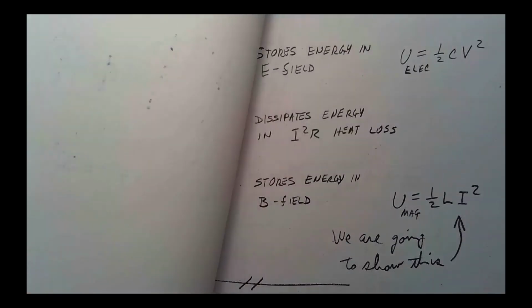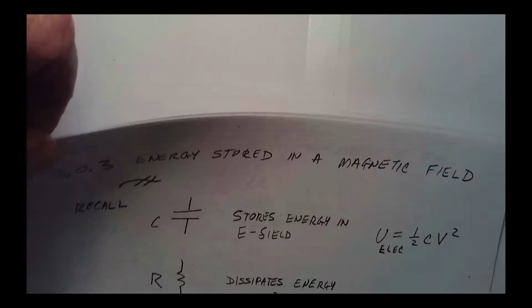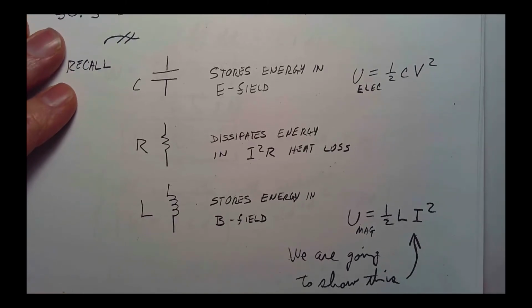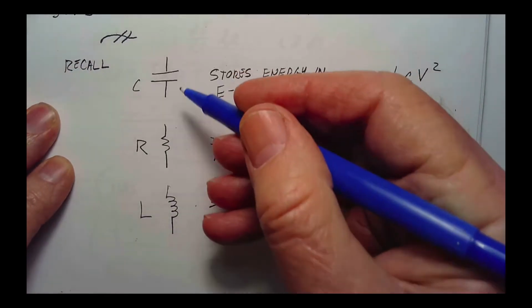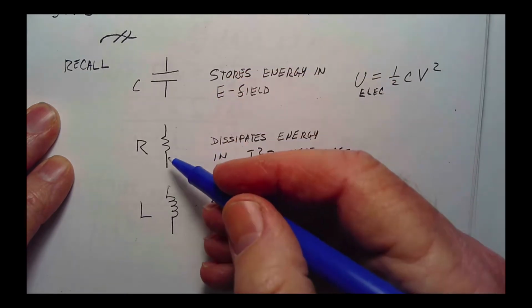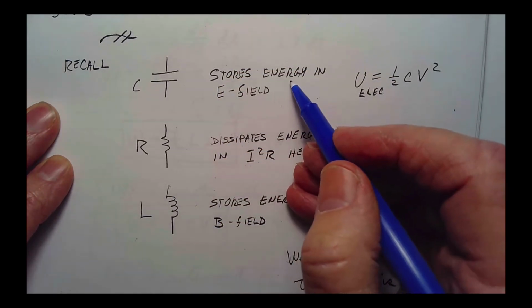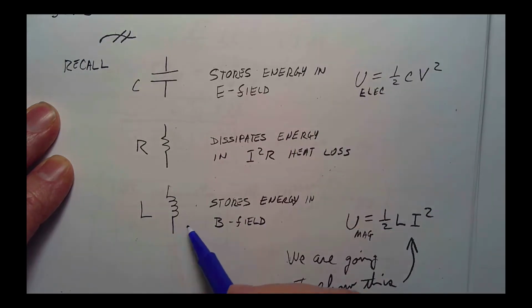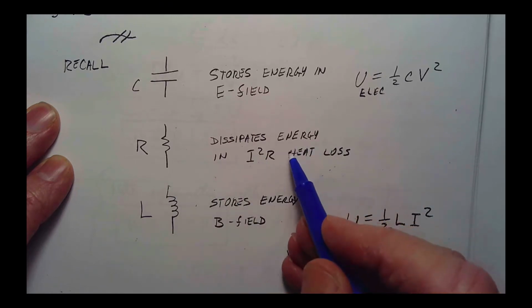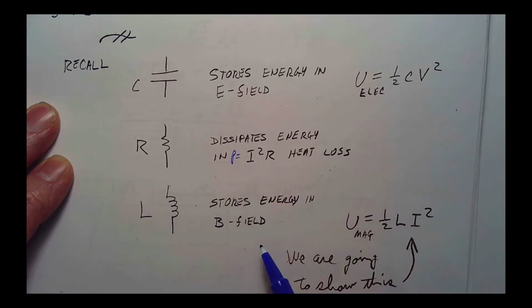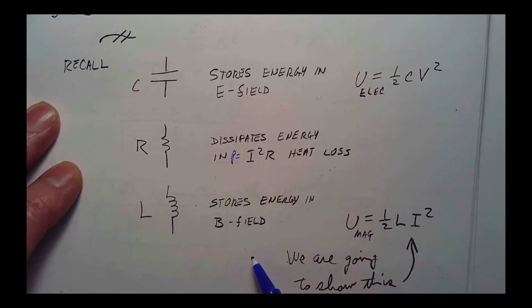So there's that. Okay, section 30.3, energy stored in the magnetic field. Here's that comparison I've been trying to drive home to you, that these three components, a capacitor, a resistor, and an inductor. A capacitor stores energy in the electric field. An inductor stores energy in the magnetic field. A resistor dissipates energy as I squared R heating loss. That's a power, which is energy per unit time.